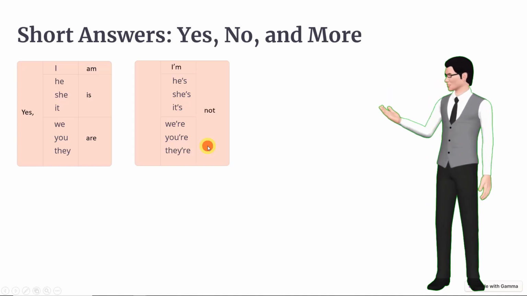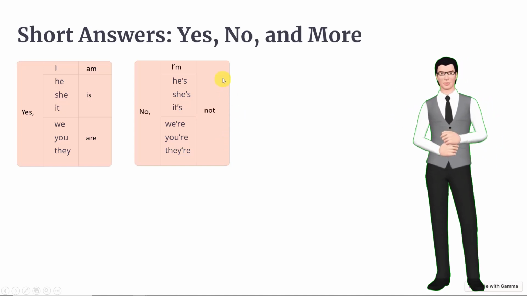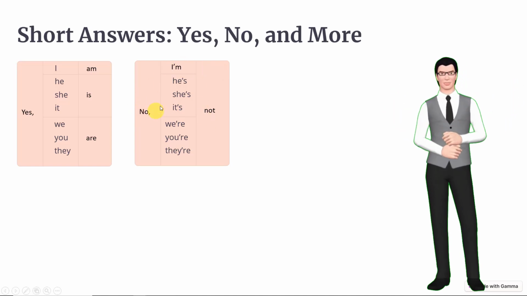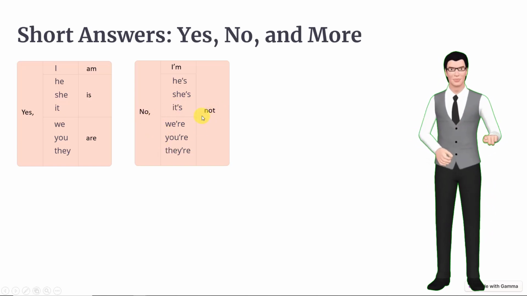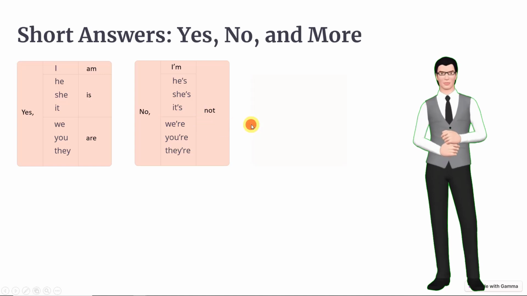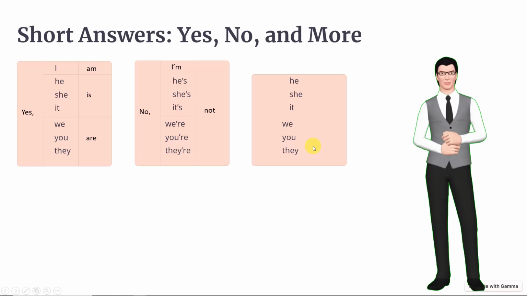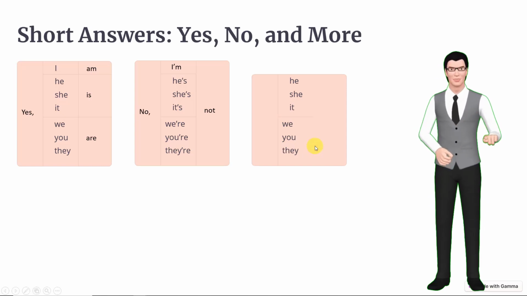Let's get through all this. Right, okay. Now we've got this one too. No, same thing. No, I'm not. No, he's not. No, she's not. No, it's not. Or no, you're not. No, they're not. Same thing, guys. These tables, honestly, you will notice that when you're speaking English, how often you'll be using this virtually on a daily basis.